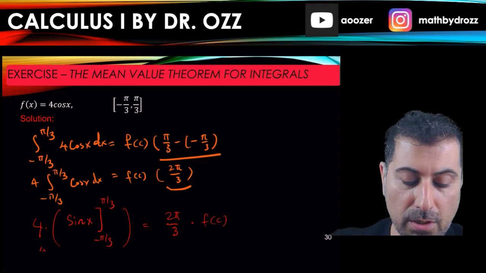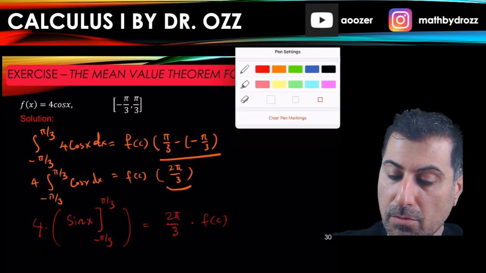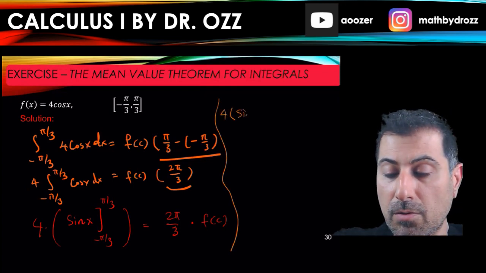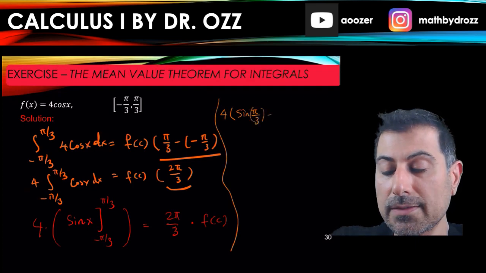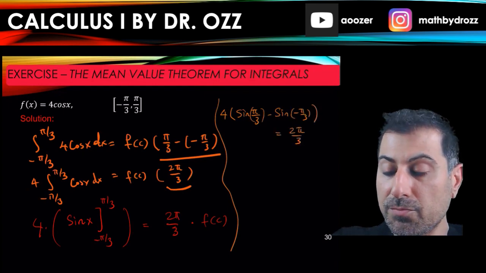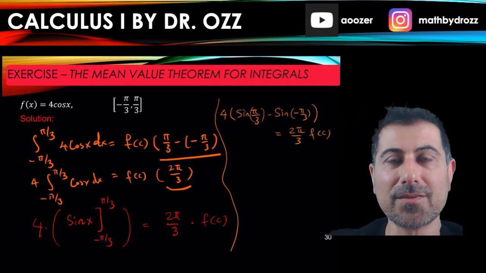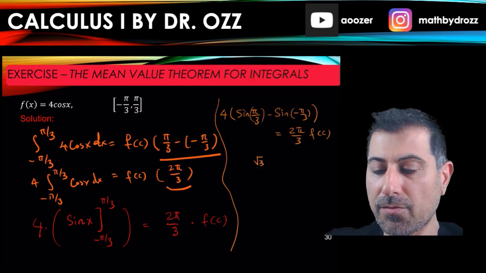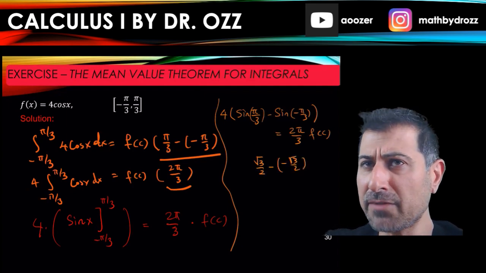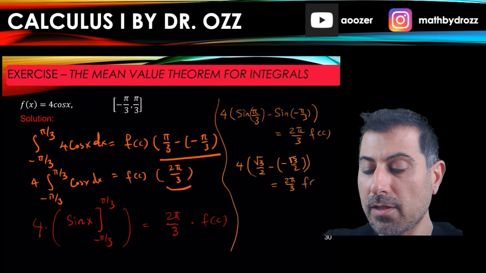So it's 4 times sine evaluated at the upper limit, sine pi over 3, minus sine evaluated at the lower bound, which should be equal to 2 pi over 3 times f of c. So sine pi over 3 is radical 3 over 2, and sine negative pi over 3 is negative radical 3 over 2. I try to use the exact values here because I'm going to need them. So 4 times that equals 2 pi over 3 f of c.